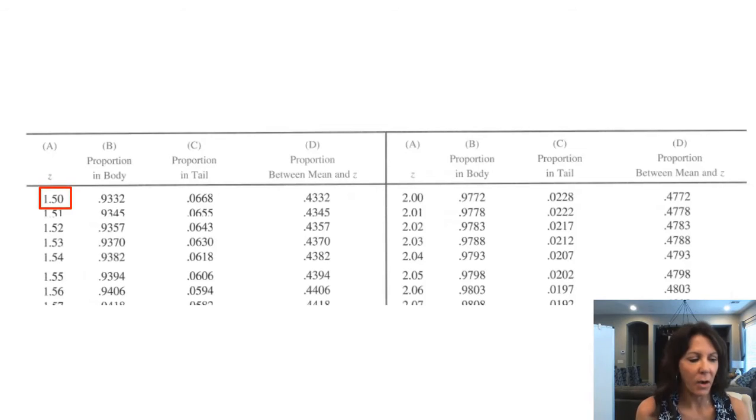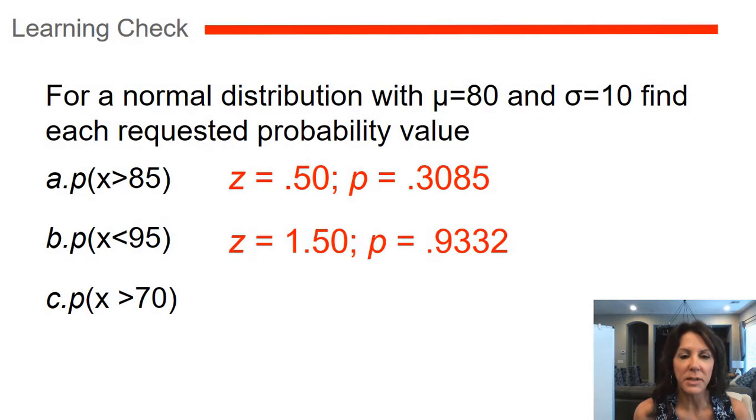So our z-score we found was positive 1.50. We're looking for everything less than this positive score, and we mapped out and saw that this crosses the mean and goes to the tail. So we're going to be looking at column B for the proportion in the body, and we find 0.9332. We can interpret this by saying that the probability of selecting a score less than 95 in this distribution is 93.32%. That tells me that a score of 95 is really quite high, and it has a z-score of 1.50. Here's the last one we're going to do before we do one more that's a little bit more challenging.